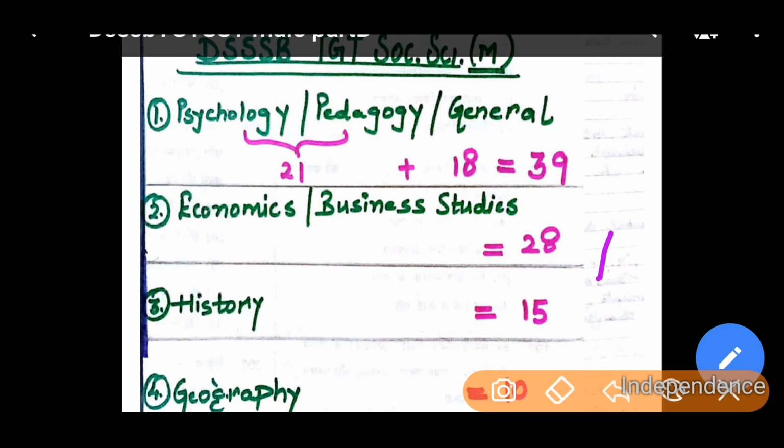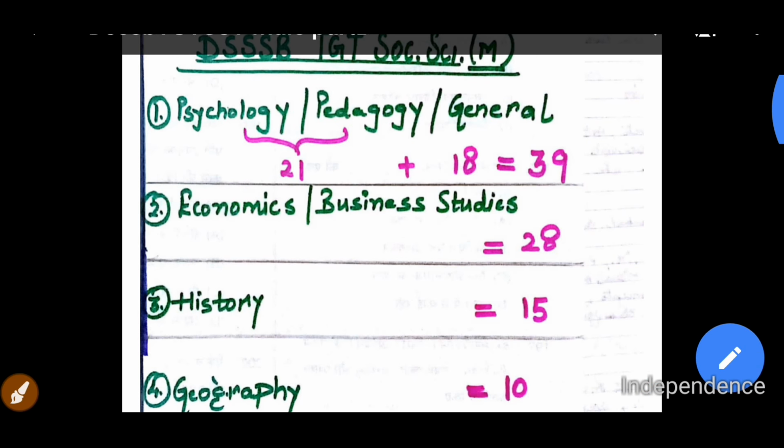Okay, moving on to the next part, economics. It is a noted pattern that DSSSB gives a major portion from economics. So if you are not a commerce student, this portion is not something that we can really ignore if you want to be thorough with social science, if you want to be thorough with this exam. So economics constituted a major portion. Let me tell you what topics were basically covered.